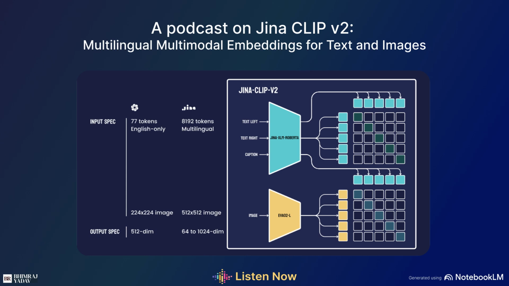Okay, so Jina CLIP v2, it's a big step up from the first one. It's a way bigger model. It's got like 0.9 billion parameters. 0.9 billion, wow. Yeah, you can think of those as like the connectors in its brain, so it can really understand information more deeply. Okay, I get it. Bigger brain. But what's that mean for how it actually works?